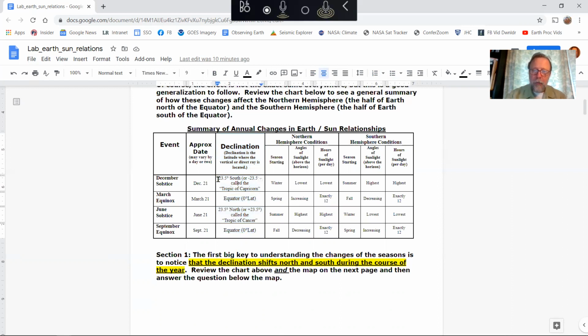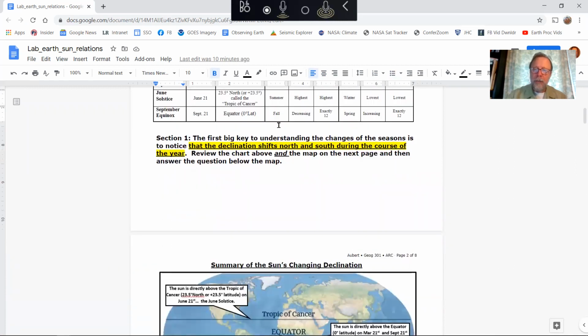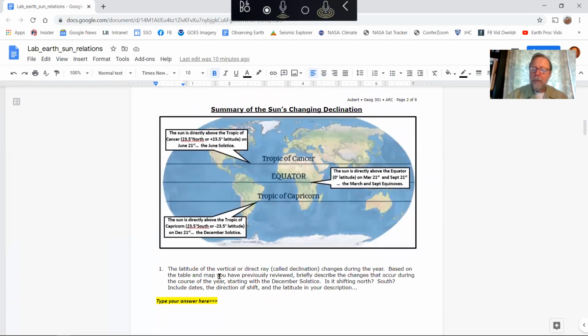And you can see a little summary here. I put it both using compass directions and also using positive and negative numbers. So in the December solstice, it's at 23.5 south latitude, called the Tropic of Capricorn. Then in March, it crosses the equator. Then in June, it's at 23.5 north, a latitude called the Tropic of Cancer. And then it goes back and crosses the equator. So I want you to review all of these dates and all of this information, but you're going to use that chart. You're also going to use this map to basically explain kind of what I just explained.